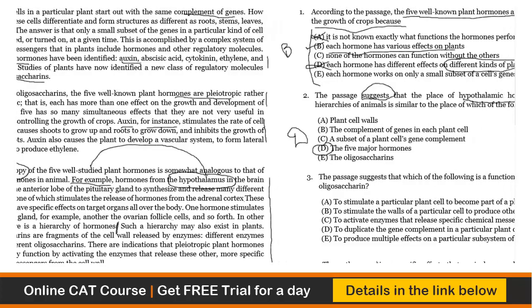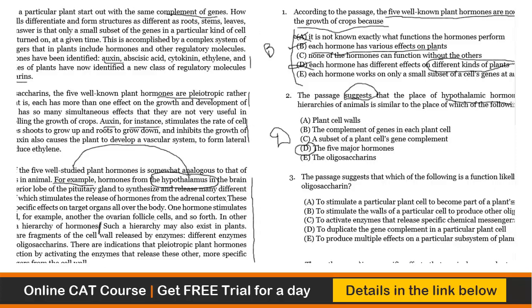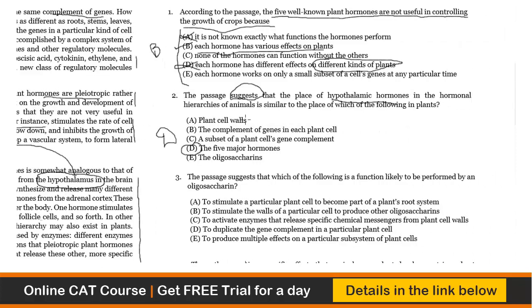So that means hypothalamus, or the hypothalamic hormones, because the hormones from the hypothalamus will become hypothalamic hormones, are analogous to what? The five well-studied plant hormones. So the five major hormones. Straight away D, there are no second thoughts about it. If you have marked anything else, you have just gone in the wrong direction. There is no point justifying it.